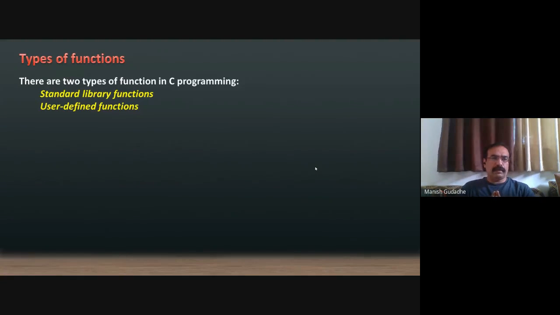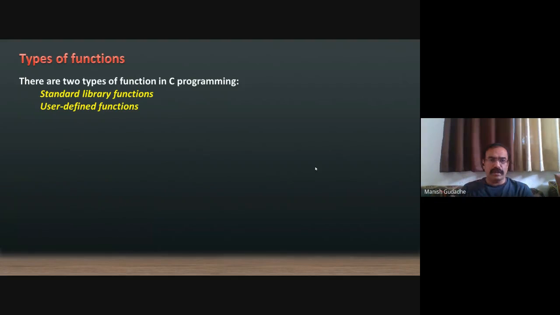There are two types of functions. One is standard library functions and the other is user-defined functions. The standard library functions are the functions which we are already using: your printf, scanf, getch, clrscr, or some functions from math.h, that is pow or sqrt or something like that. Some standard library header files exist in C, and those header files contain library functions.